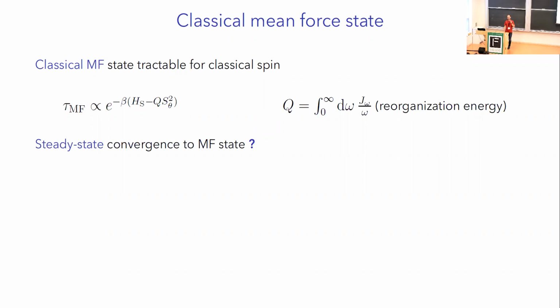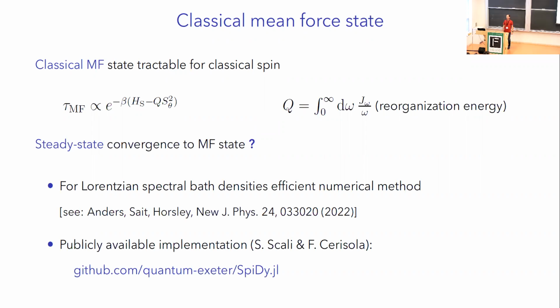Now we can ask ourselves what's happening with the dynamics. Do they actually converge to this state or not? As Janet briefly mentioned before, in this work here, it's been shown that for particular coupling functions with the environment, Lorentzian in particular, one can find efficient numerical methods to solve the dynamics at arbitrary coupling of this classical spin. And we have implemented this. It's publicly available for people to use, and one can therefore simulate the whole dynamics of the classical spin at arbitrary coupling strength to the environment.